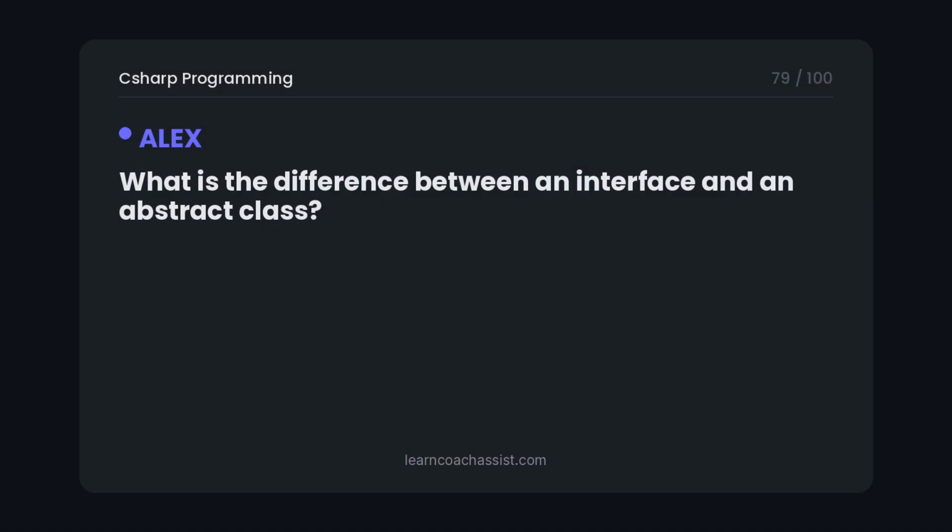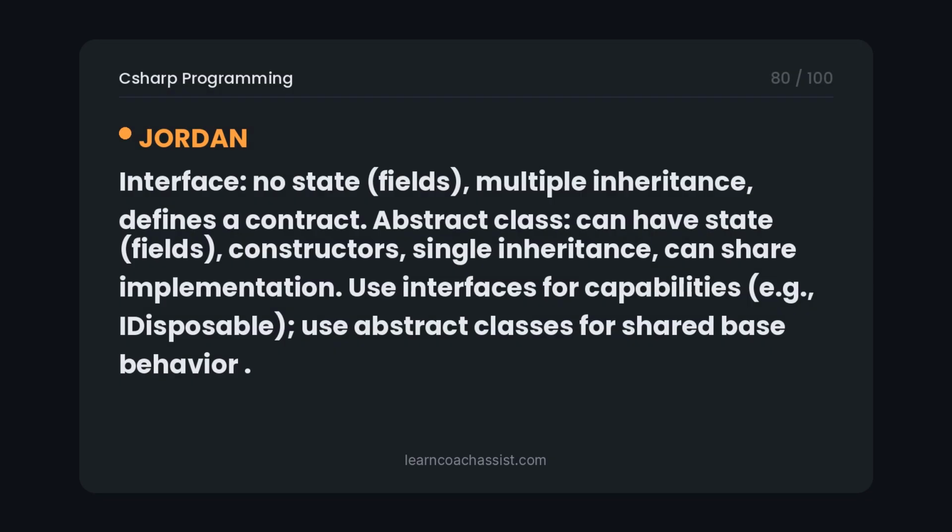What is the difference between an interface and an abstract class? Interface: no state or fields, multiple inheritance, defines a contract. Abstract class: can have state, fields, and constructors, single inheritance, can share implementation. Use interfaces for capabilities, e.g., IDisposable; use abstract classes for shared base behavior.